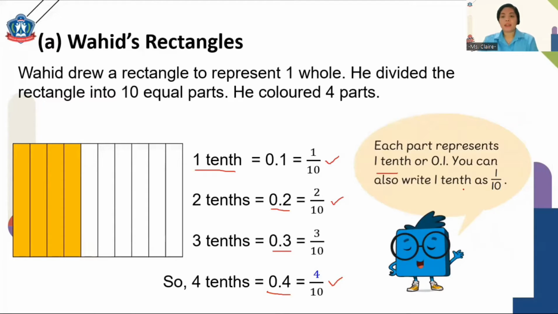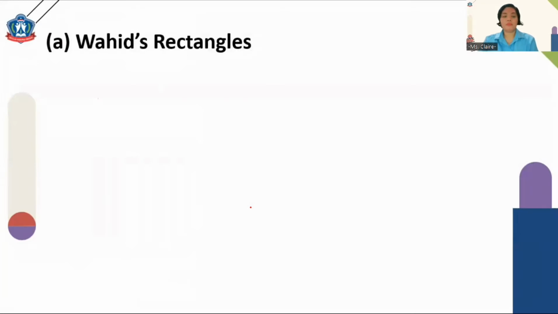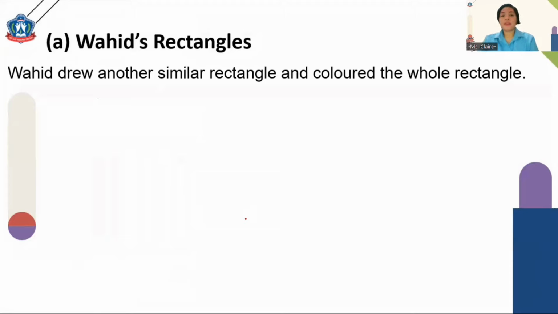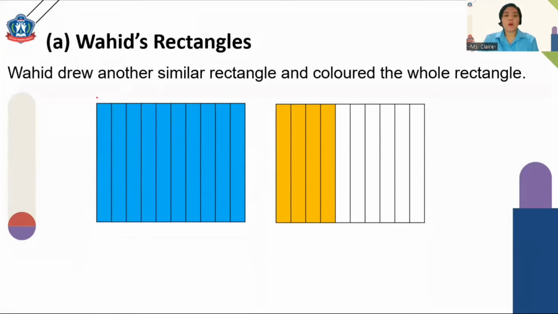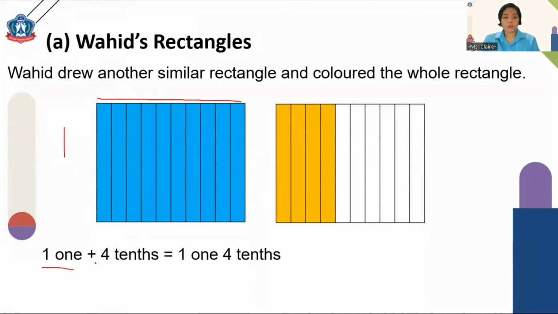You can also write 1/10 as a fraction like this. Okay, another. He drew another similar rectangle but he colored the whole rectangle like this. So the one rectangle is colored full. We say that this is one whole, right? So this is 1, one whole, plus 4/10, 4 out of 10. So we say 1 and 4/10. So 1 plus 4/10, which is 0.4. If we add them, that is equal to 1.4.